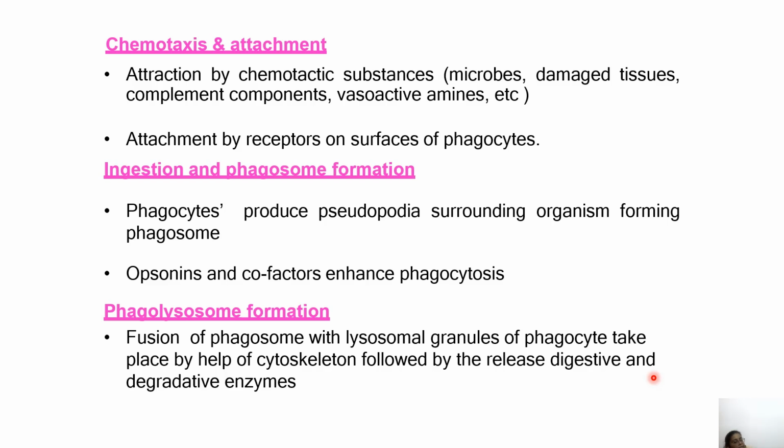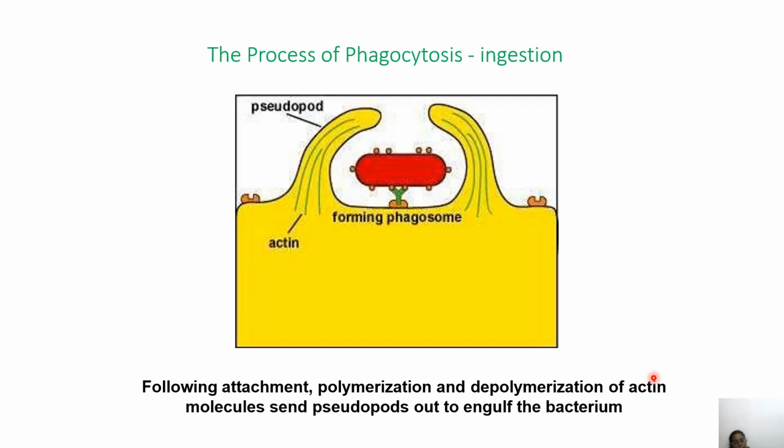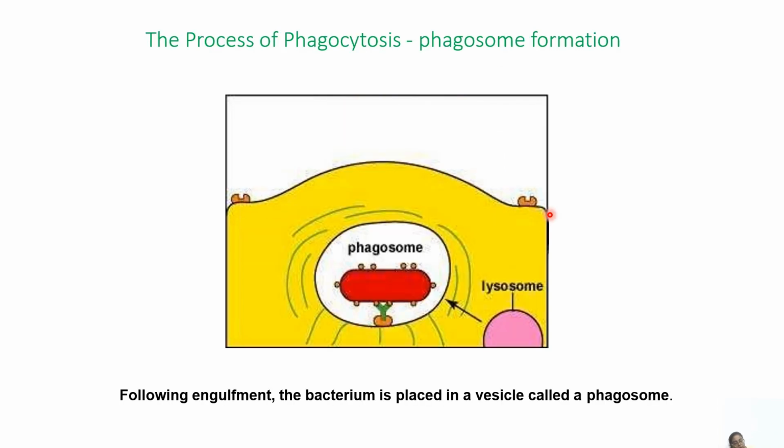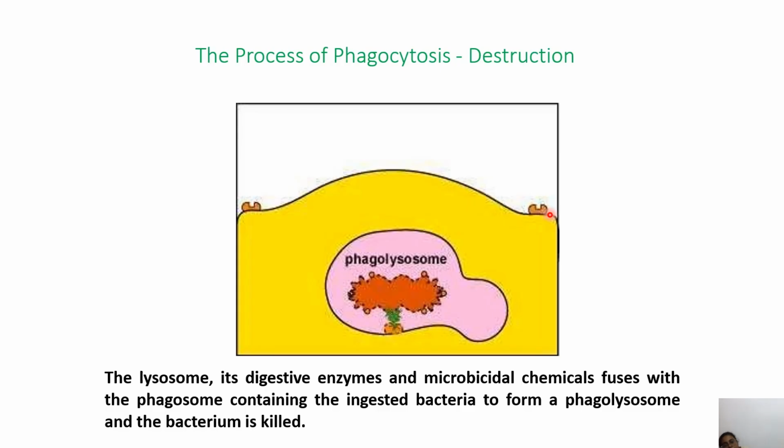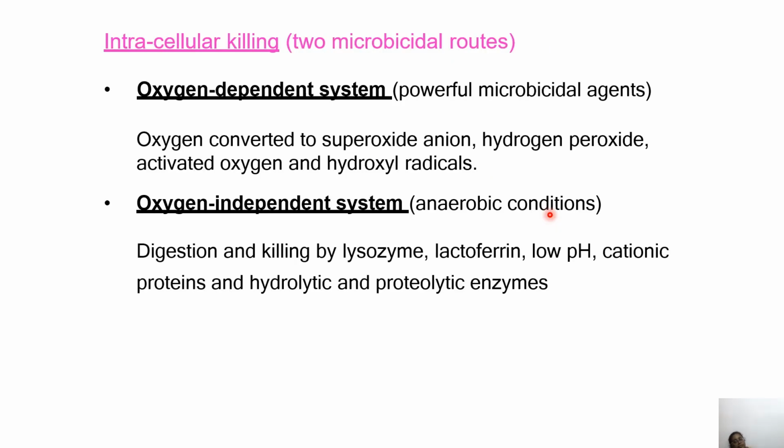Movement of granules of the phagocyte takes place with the help of the cytoskeleton, followed by the release of digestive and degradative enzymes. So following the attachment, polymerization and depolymerization of actin molecules sends pseudopods out to engulf the bacteria. That's how phagocytosis happens. Following engulfment, the bacterium is placed in a vesicle called a phagosome. Lysosomes move along the cytoskeleton and fuse with phagosomes to create phagolysosomes. Lysosome digestive enzymes and microbicidal chemicals fuse with the phagosome containing the ingested bacteria to form a phagolysosome, and the bacteria is killed.